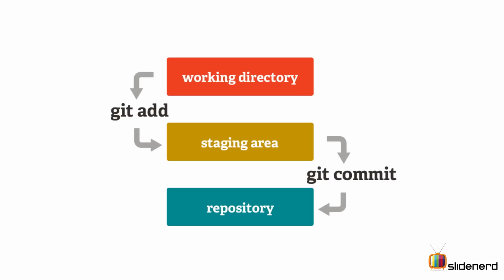And you use this command called add, that is git add, to make sure that the files that you want go into the staging area. And then when you say commit, you're going to simply save your file in the local repository.